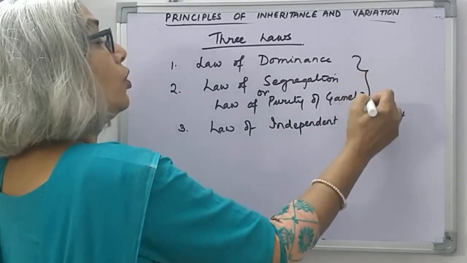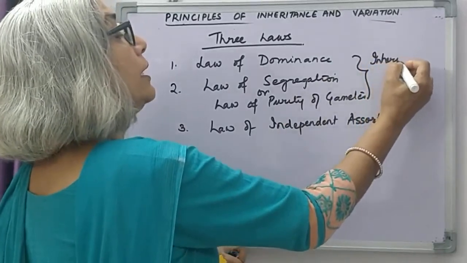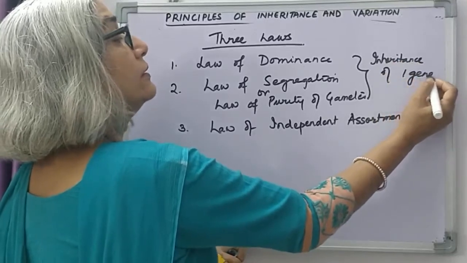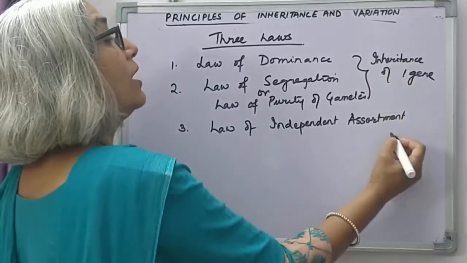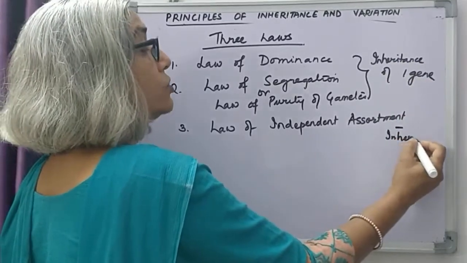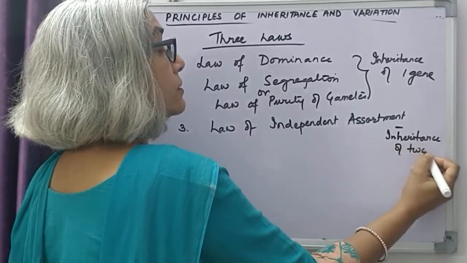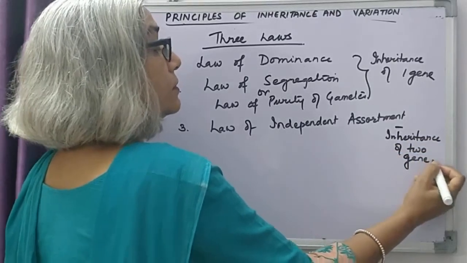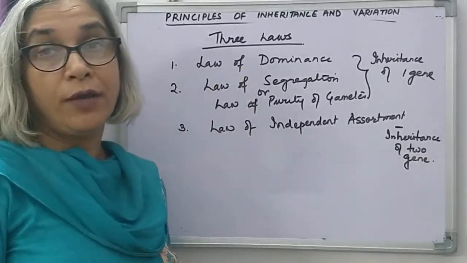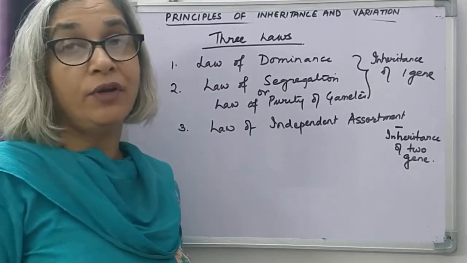Now the first 2 laws are based on inheritance of one gene, and the third law is based on inheritance of 2 genes. So to explain this, I am now going to do the monohybrid cross first and then the dihybrid cross.